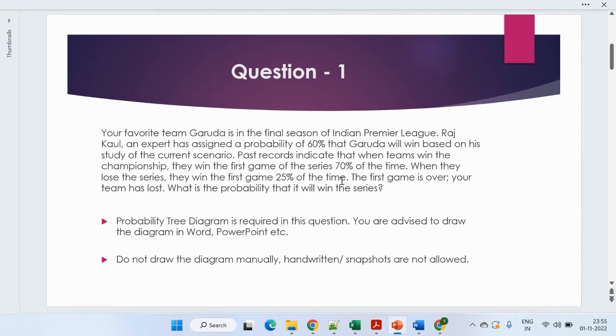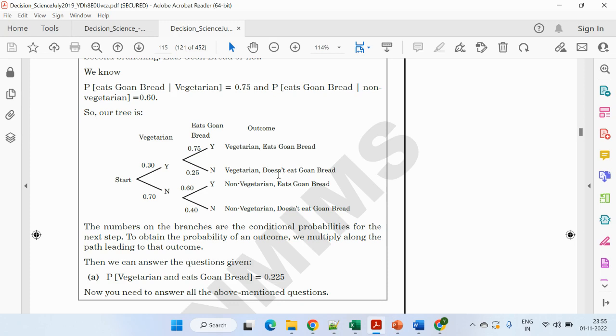Right. And when they lost the series, then the possibility that they won the first game is 25%, right? So we are having four scenarios: 70% and 30% of winning and losing the first match, and 25% and 75% of winning and losing the first match, right? So you are having both the options. Maybe you can just consider winning the first series over there, or maybe you can just consider winning the final game over there, right?